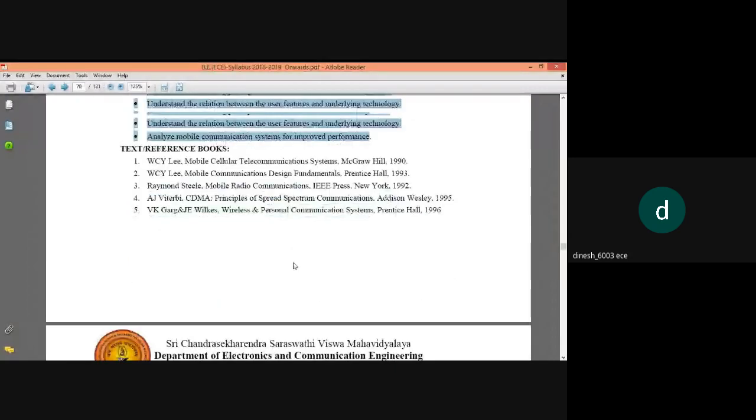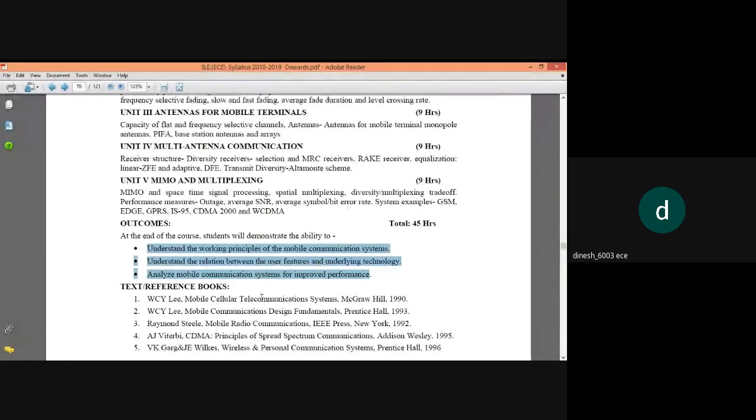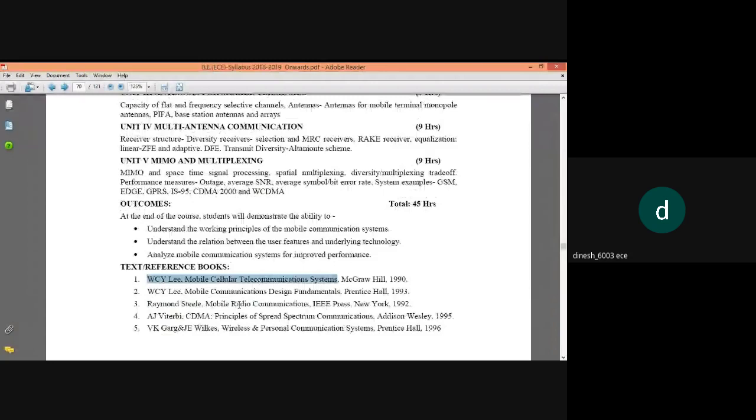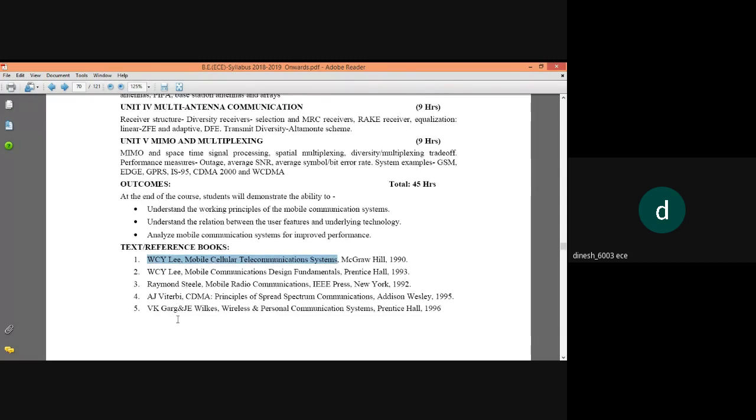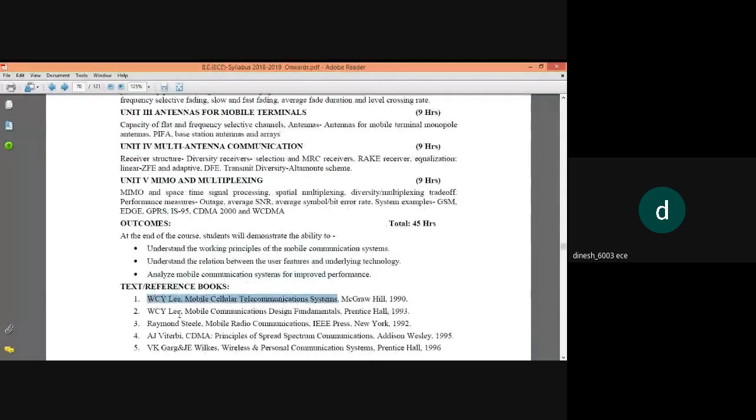So the references or textbooks that you need to follow are Mobile Cellular Telecommunication System by William Lee, Mobile Radio Communications by Raymond Steele, CDMA Principles by A.J. Viterbi, Wireless and Personal Communications by V.K. Garg. These are the prescribed textbooks or references for mobile communication networks.